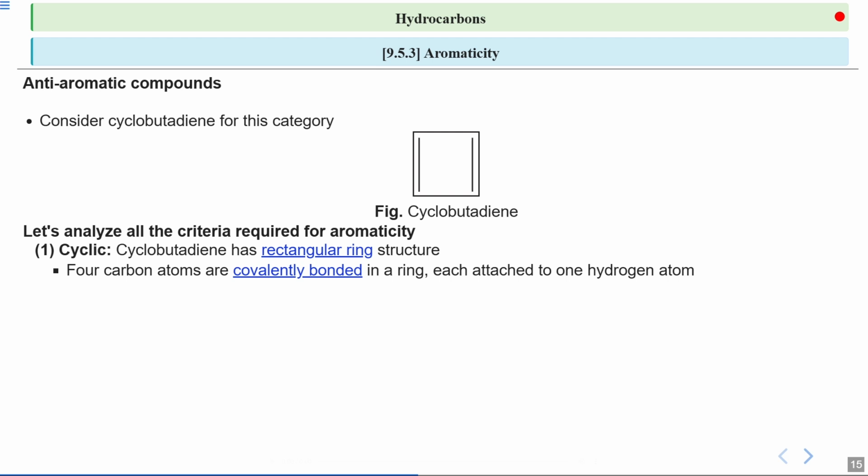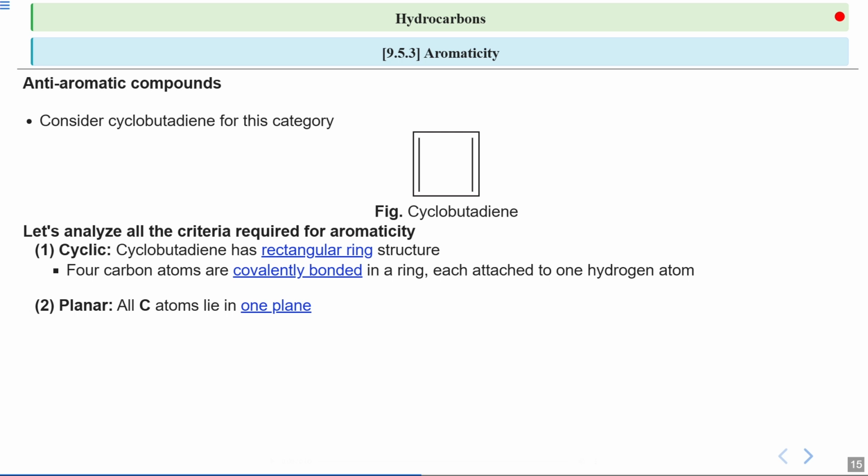So looking closer, each of the 4 carbon atoms in cyclopentadiene is covalently bonded to 2 other carbon atoms and 1 hydrogen atom. This closed ring structure is important because it allows us to consider the possibility of electron delocalization, which is a key feature in aromaticity. Next, let's see if the cyclopentadiene is planar or not.